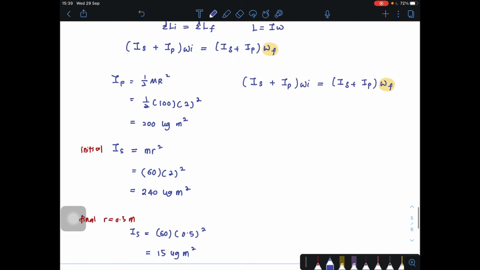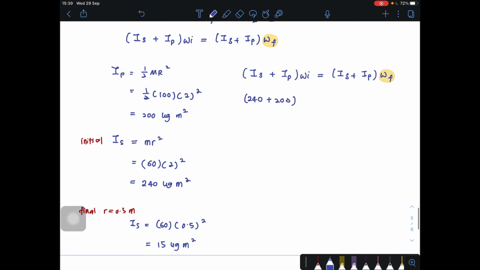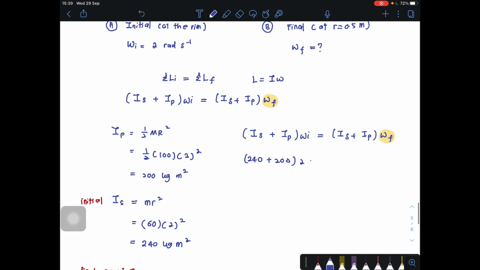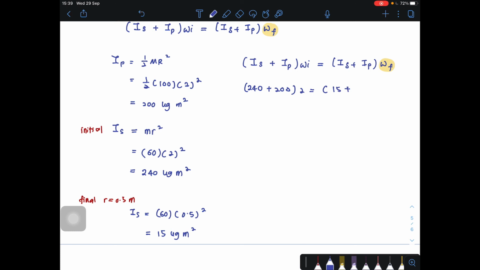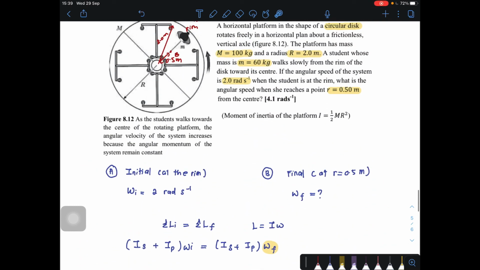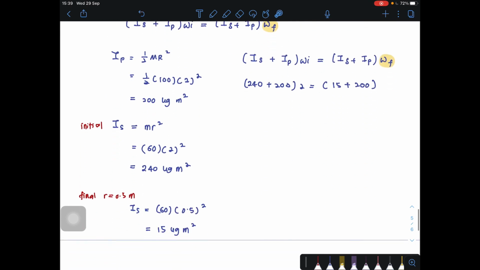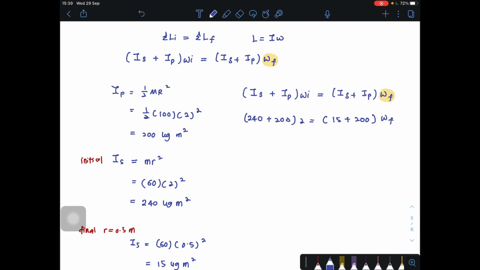Okay, so now kita dapat the student initial 240, platform 200, and then initial angular speed 2, dan final 15 plus the platform 200. Platform dia tidak akan berubah, okay, sebab platform ni dia punya radius fix 2 meter. And then angular speed final. Okay, so kita boleh selesaikan and then dapat the angular speed is equal to 4.09 radian per second.